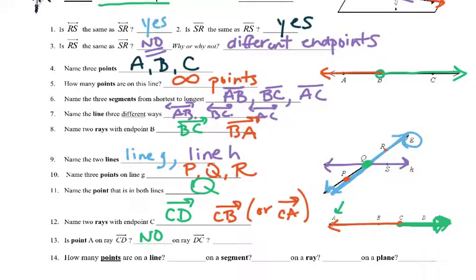Is point A on ray DC? So now I'm going to do ray DC. Remember that rays go forever. So is ray DC going to go through point A? Yes, it is. And last is just a review of how many points are on a line, on a segment, on a ray, and on a plane. There are infinite number of points on a line, a segment, a ray, and a plane.